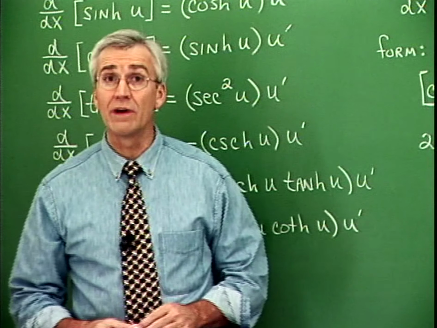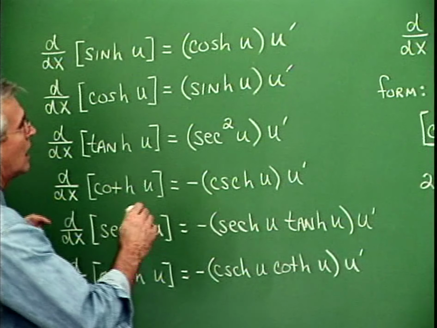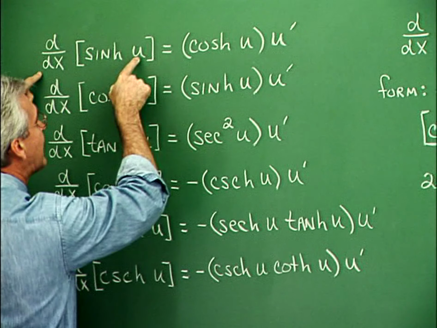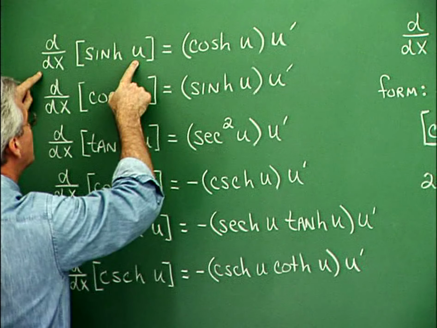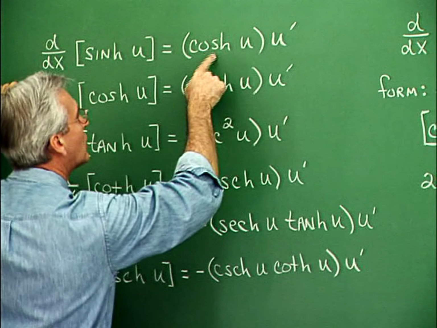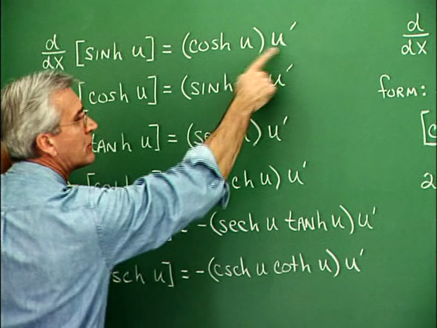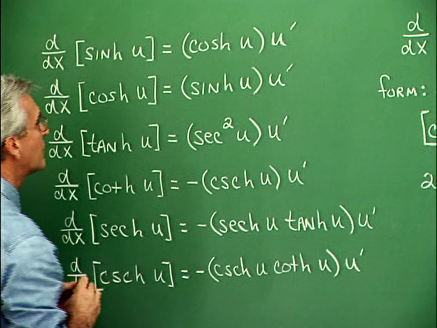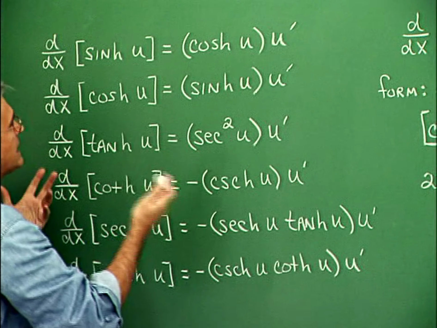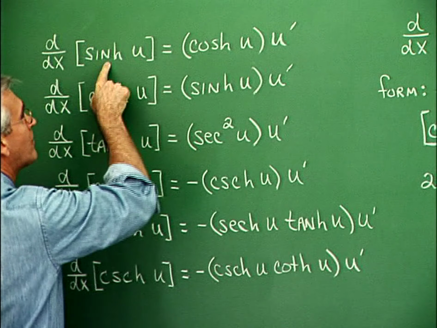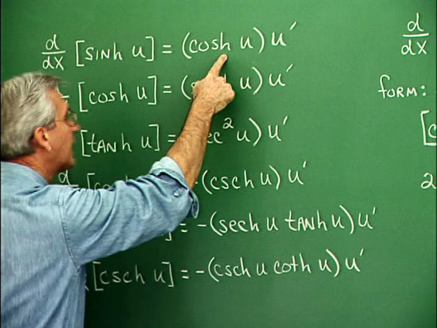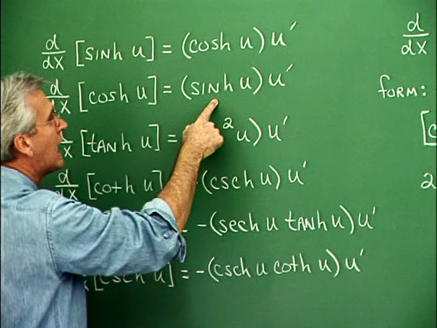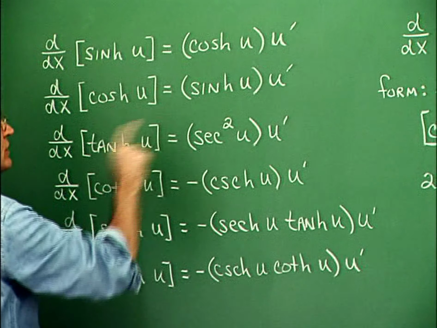Here's a list of derivatives of hyperbolic functions. It starts out rather simply. The derivative of hyperbolic sine of some expression involving x would be the hyperbolic cosine of that expression times the derivative of the expression. We're well familiar with the u prime idea at the ends of these kinds of derivatives, but fundamentally the derivative of hyperbolic sine is hyperbolic cosine. The derivative of hyperbolic cosine is hyperbolic sine. So it's a very easy transition between these two.